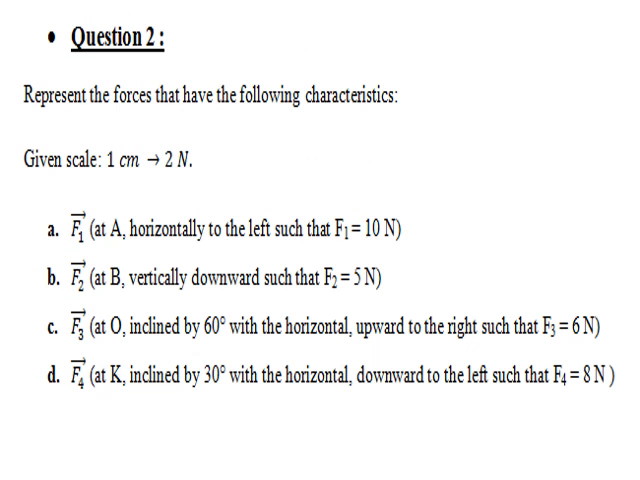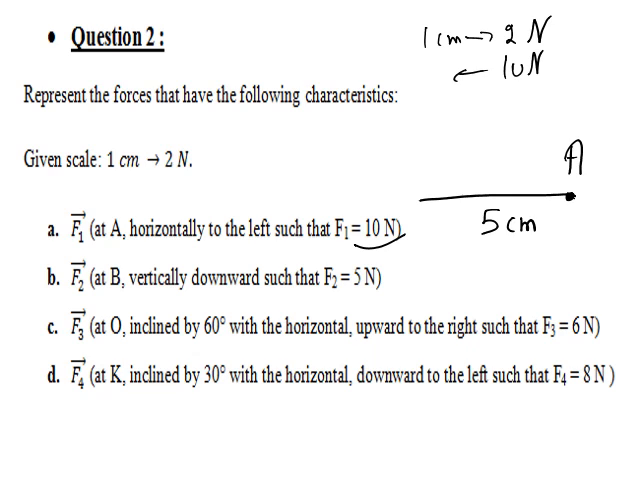Question number 2. Represent the forces that have the following characteristics. Here we have a given scale that 1 centimeter represents 2 Newton. So first one, F1, its point of application is at point A. This is point A, let's say. It's horizontally to the left. Horizontal to the left should be straight. This is F1. F1 equal to 10 Newton. So 1 centimeter gives 2 Newton. 10 Newton, how much? It's 10 times 1 divided by 2, it's 5 centimeters. So this should be 5 centimeters. And its direction is toward the left, so you have to put an arrow. And this is F1.